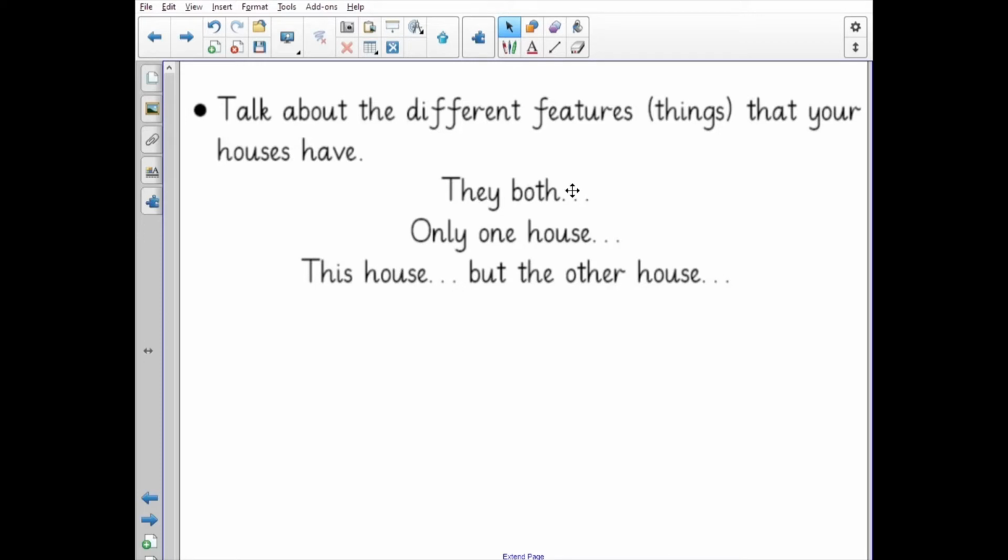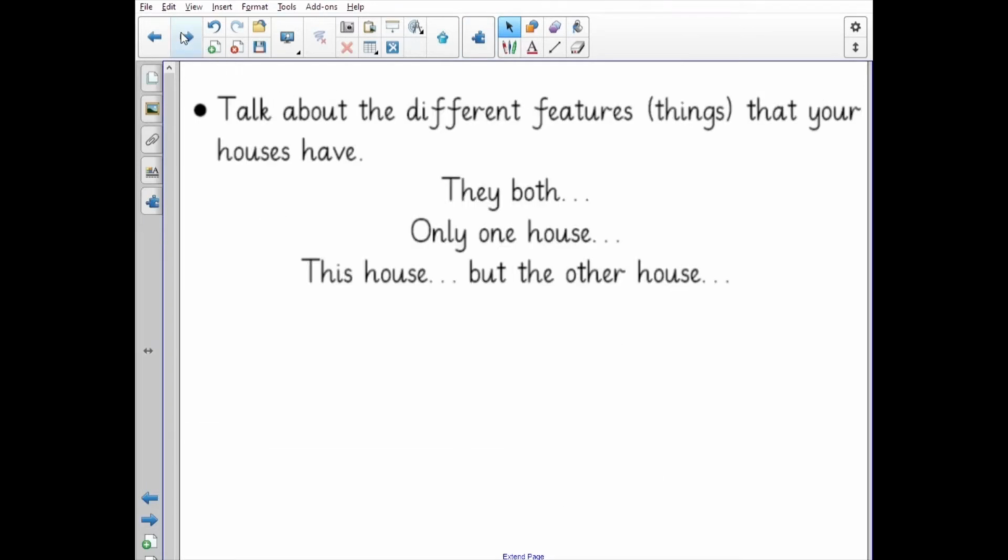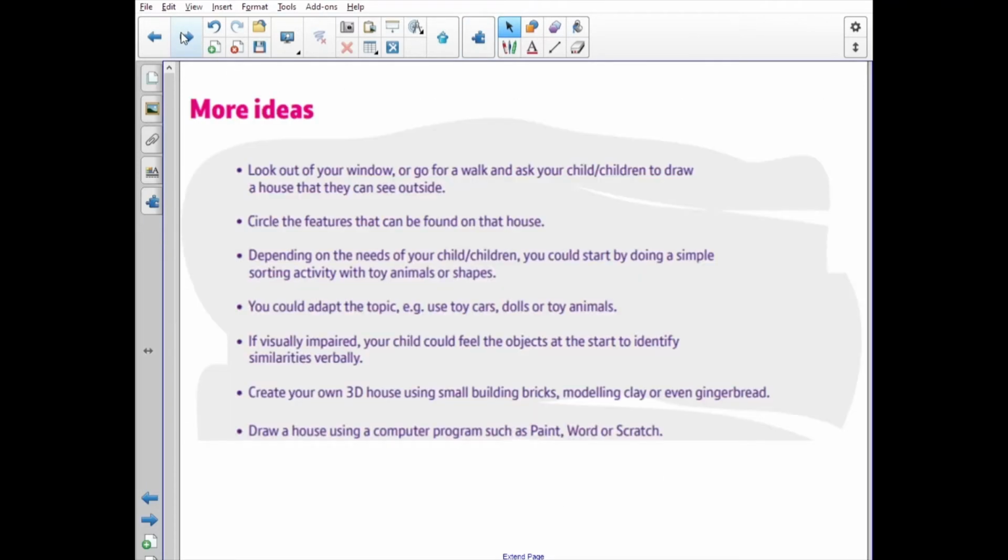They both, maybe only one house has something, or perhaps you might say this house has something but the other house doesn't, or but the other house is something else. Okay, so use those sentences and have a talk about the 2 houses that you drew on your page. Pause the video while you have a think.